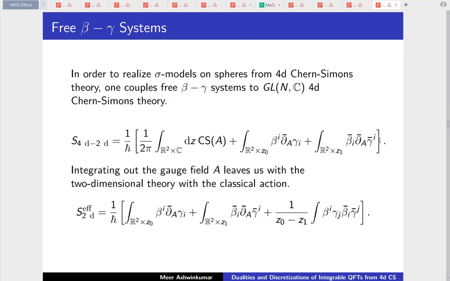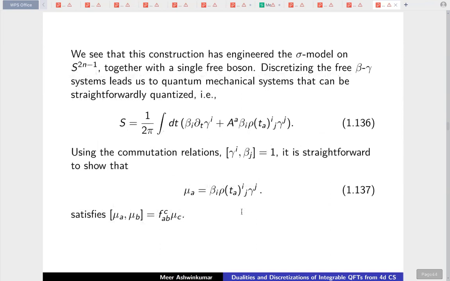And this is also known to give rise to an integrable field theory when I integrate out the gauge field. And the integrable field theory looks like this for the case of GL(N) gauge group. And this action includes these auxiliary fields, beta, beta bar. And if I integrate them out, I actually can show that this integrable field theory is just a sigma model whose target space is a product of an odd dimensional sphere with a single free boson.